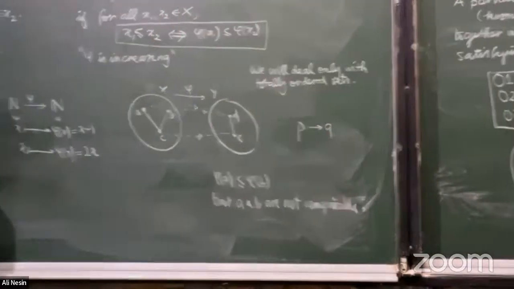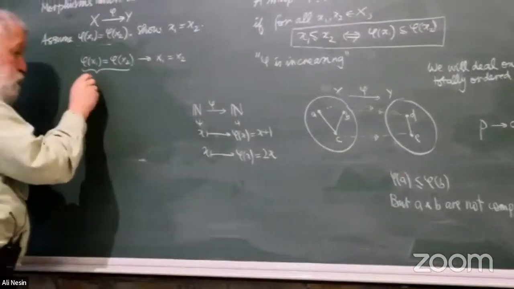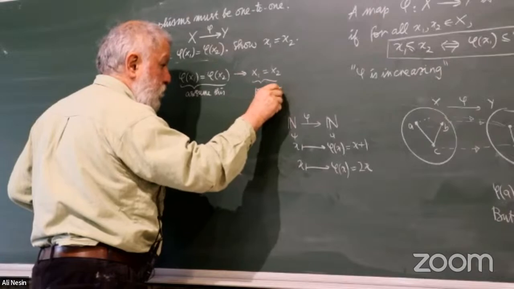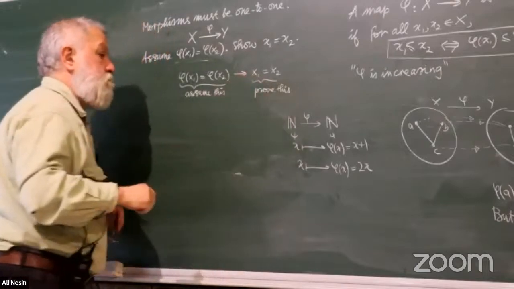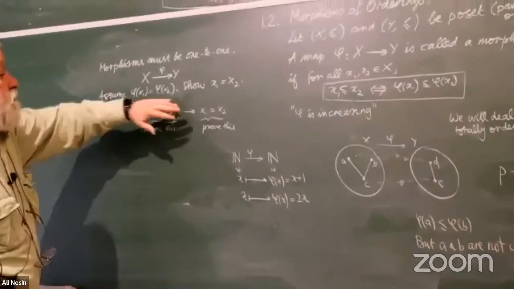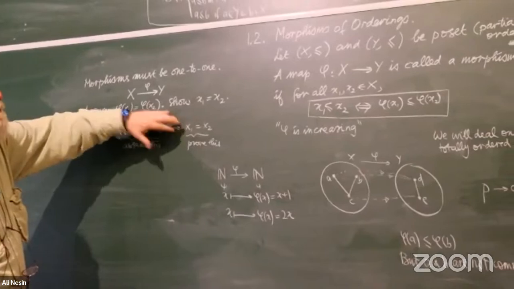Here also, if you want to show this statement, you assume this, prove this. So you have to use this, of course. Without using this, you cannot prove that. Then you show that any x1 is equal to any x2, right?